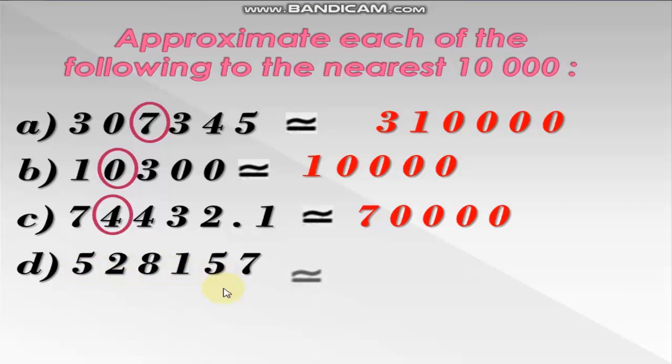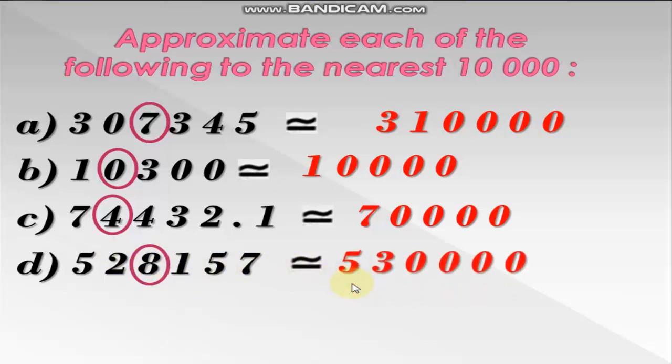Letter D. 528,157. Approximate to the nearest 10,000. At first, the 10,000 here is number 2 and the 1,000 here is number 8. 8 is greater than 5, so we replace thousands, hundreds, tens, and units by 4 zeros and add 1 to the 10,000. It became 530,000.